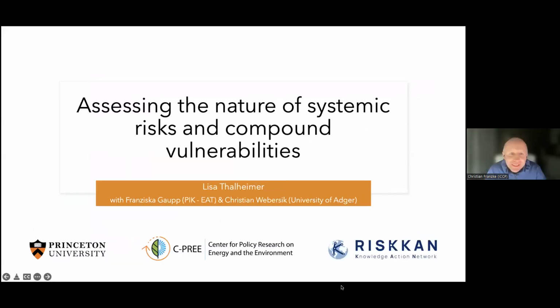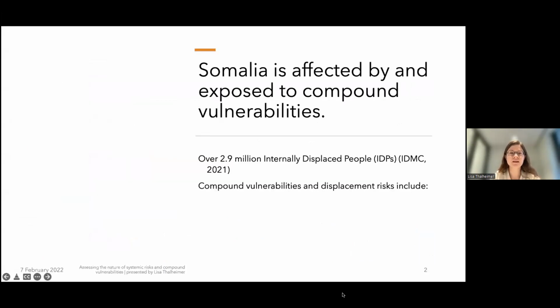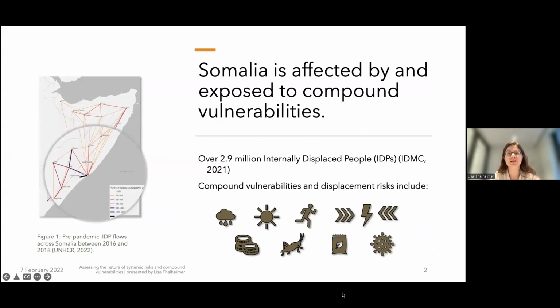Yes. All right, perfect. So today in my session, I would like to talk about assessing the nature of systemic risk and compound vulnerabilities. This is work together with Franziska Gaup at PIK and Christian Webersik at the University of Agder in Norway. Specifically, we're looking into a country case study in Somalia, where we know there's a lot going on in terms of poverty and extreme weather events. To showcase the compounding vulnerabilities the country is affected by, I listed these in the icons you can see at the bottom.